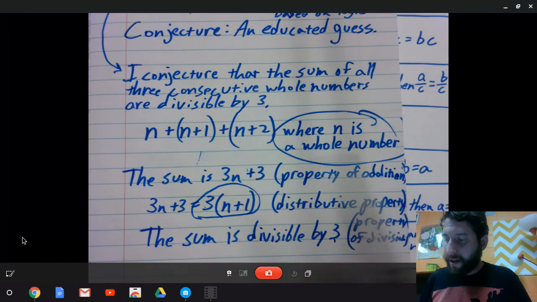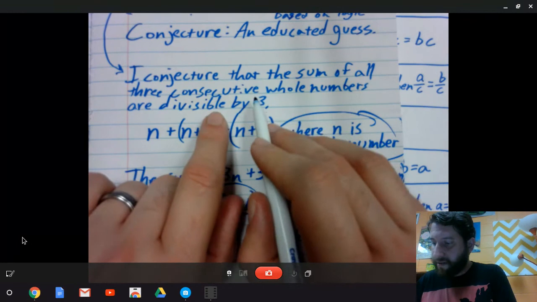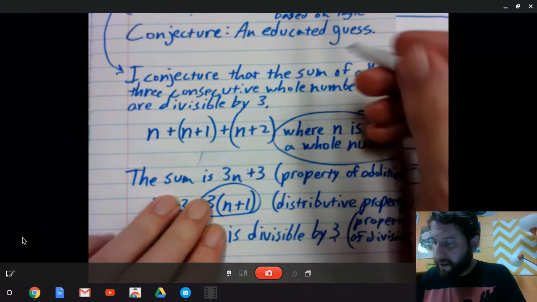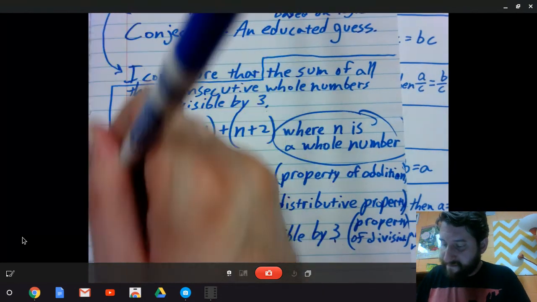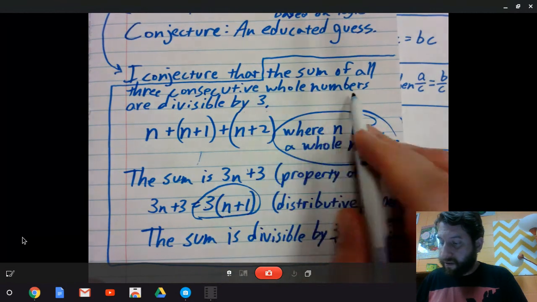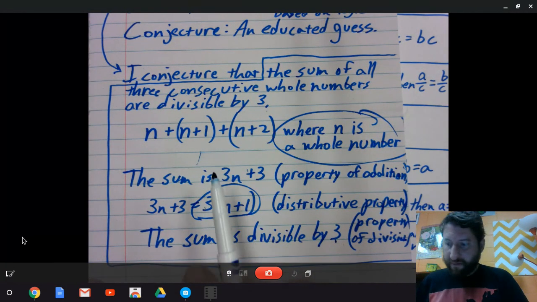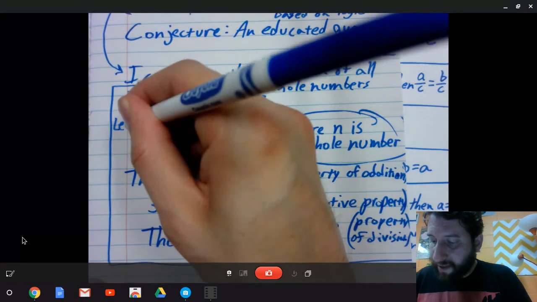First, I have to state what it is that I'm proving. So I'd say the sum of all 3 consecutive whole numbers are divisible by 3. So that's where I'd start. The sum of all consecutive whole numbers are divisible by 3. All right? And if we want to tighten it up, we could say let.